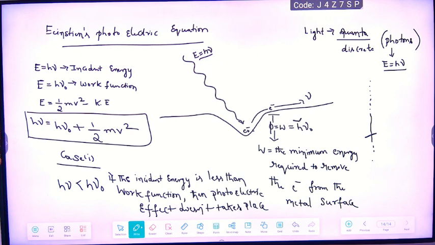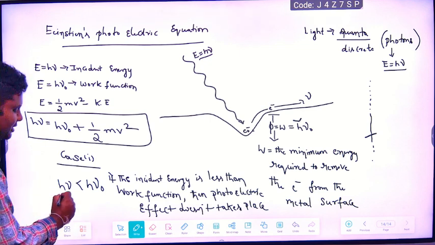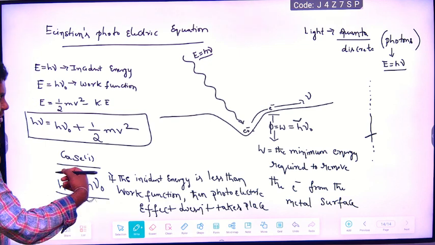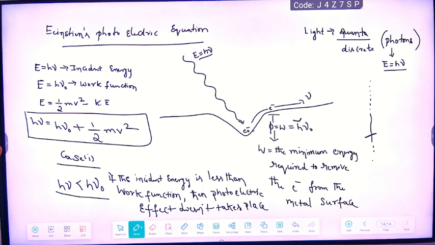So if h mu is less than h mu naught, then photoelectric effect never takes place.